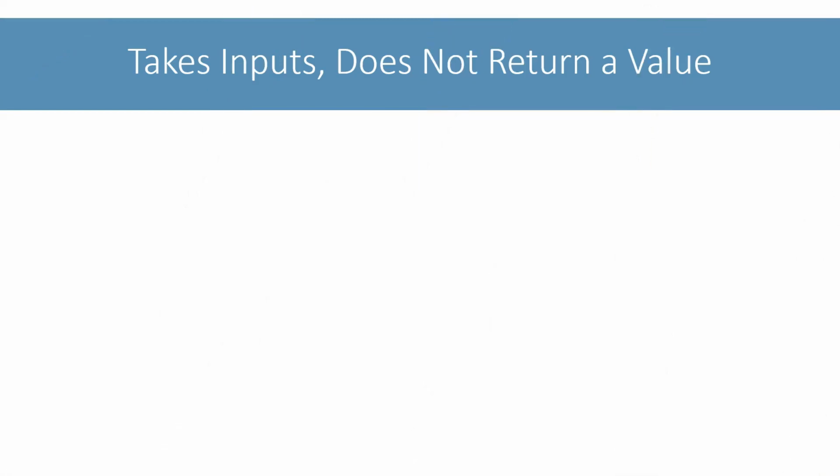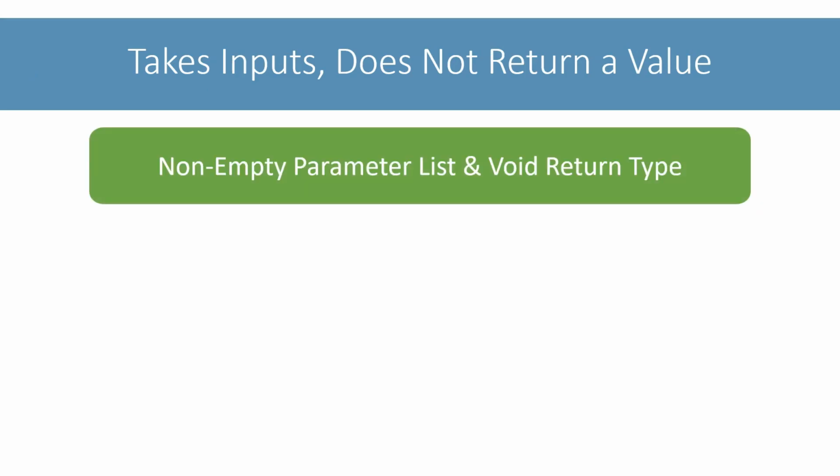This type of methods takes inputs but doesn't return a value. They are characterized by a non-empty parameter list and void return type. We will write two programs using these kinds of methods.